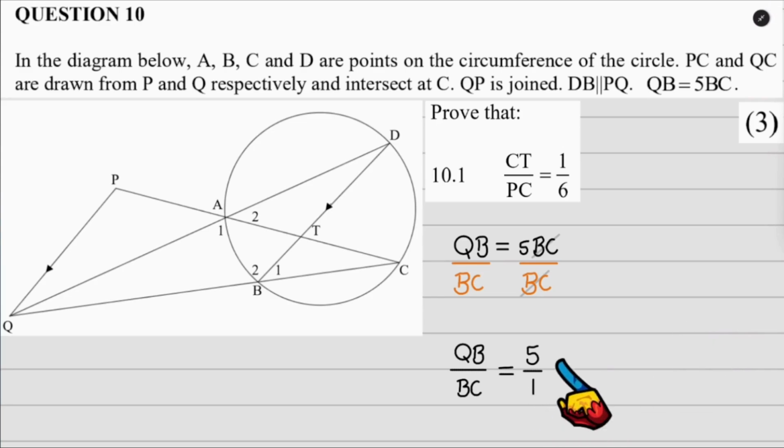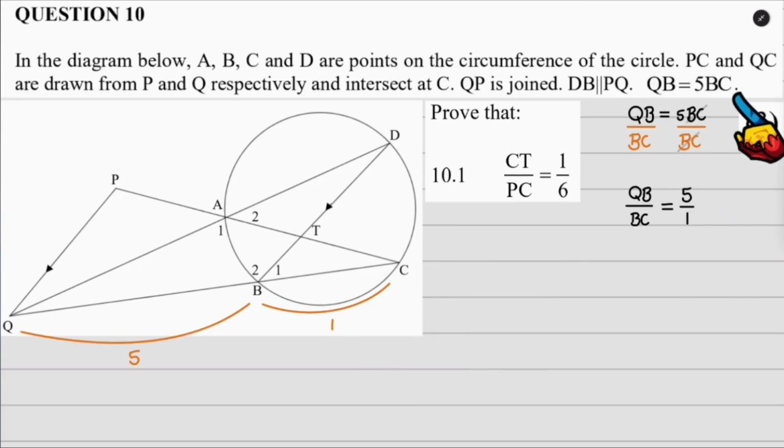Okay, so we're going to fill this in on the sketch. So QB is 5, so we're going to do a 5 over there, and BC is 1, so we're going to do a 1 over there. So you must just watch out for these statements in Euclidean geometry. It's a very sneaky way of giving you a ratio of two sides.